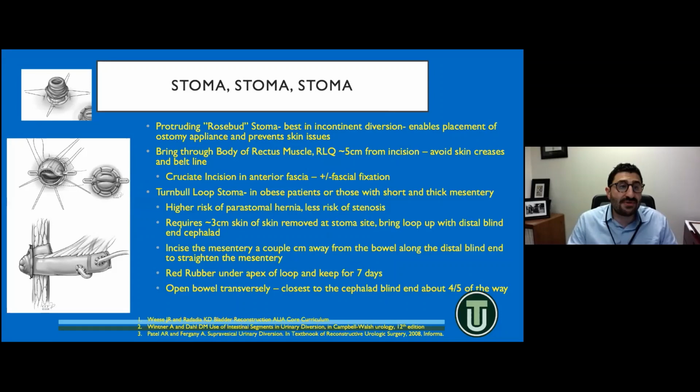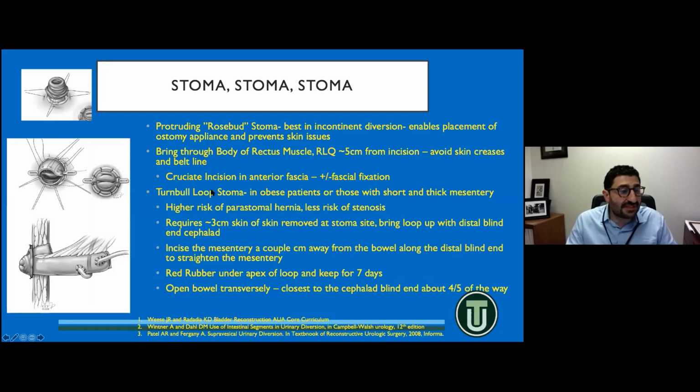So talking about stomas, you want a protruding rosebud or Brooke type stoma. This enables placement of an ostomy appliance and prevents the skin from getting macerated and chronically inflamed. Like I said, you want to bring it through the body of the rectus muscle. You want to avoid skin creases, avoid the belt line. You can or cannot fascially fix the conduit with a cruciate incision of the anterior fascia. It doesn't seem to make a difference in terms of stoma outcomes.